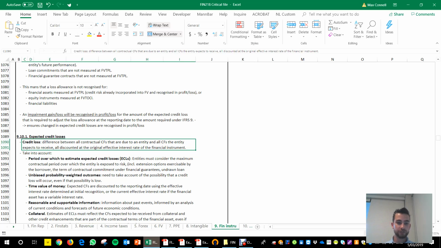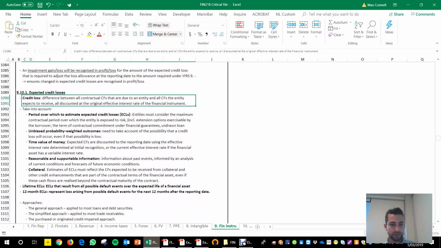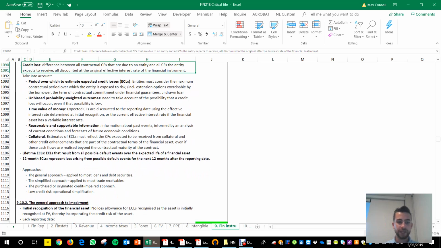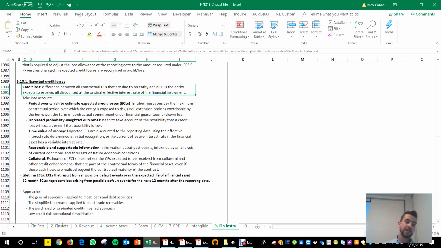Because of that, this new standard was introduced, which means that companies need to impair for credit losses almost immediately, or very, very quickly within the same year. So how do we do this? There's three approaches, right? There's the general approach, there's a simplified approach, there's the purchased or originated credit impaired approach, and then there's a low credit risk operational simplification. So what does this all mean? It's very complicated. Let's start off with the basics about what a credit loss is and what we need to take into account.